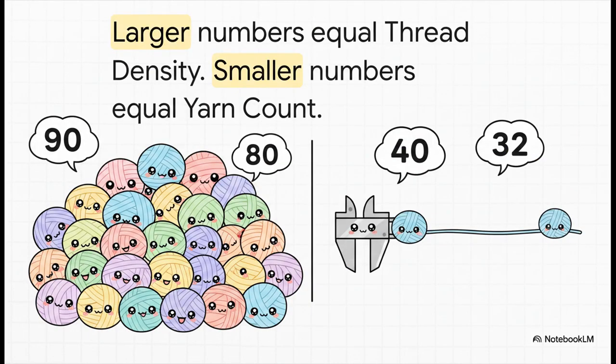So how do you actually read it? Well, because American and British formatting occasionally swaps the order of density and yarn count, your golden rule is simple. Just look at the numbers themselves. The larger numbers, like the 90 and 80, always represent the thread density, the EPI and PPI. The smaller numbers, the 40 and 32, always indicate the yarn count, meaning the physical thickness of the thread. Memorize that rule, and you can decode pretty much any woven specification sheet on the planet.